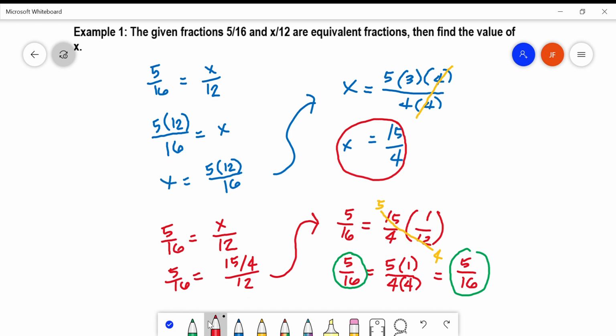And that 15 over 4, if we are going to simplify or write this in mixed form or mixed number, that is equal to 3. 3 times 4 is 12. So 15 minus 12 is 3. So we have a remainder of 3. So we have 3 and 3/4. To check, 3 times 4, 12, plus 3 is 15. So 15 over 4. So therefore, the value of x is 15 over 4, or 3 and 3/4.